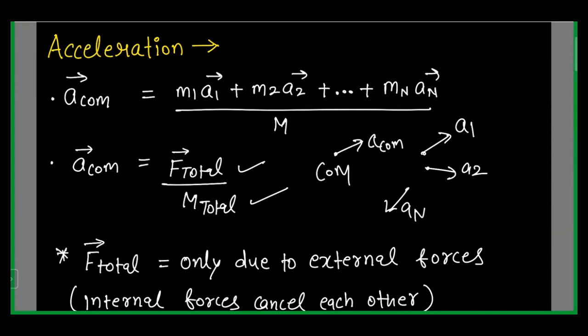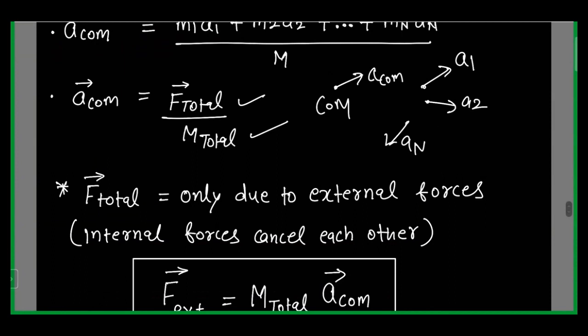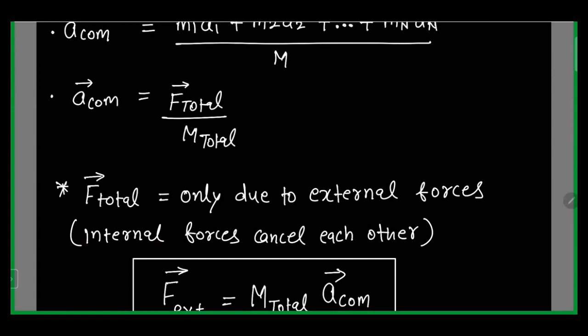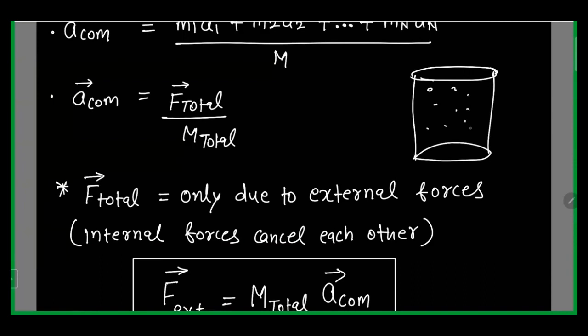Here F total can have two components. So what do I mean by total force acting on a system? Let's say you have a cylinder. Now this cylinder can have two kinds of forces. Inside this cylinder, there are many gas molecules. Number one, the force on this cylinder can be that I apply some push to this cylinder. So this is F external. If I push this cylinder, then this cylinder will move forward.